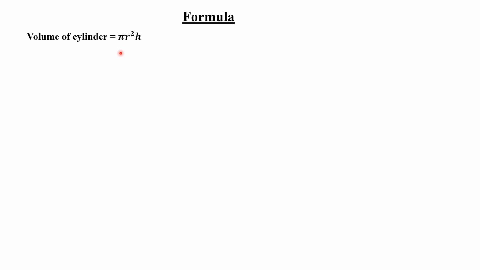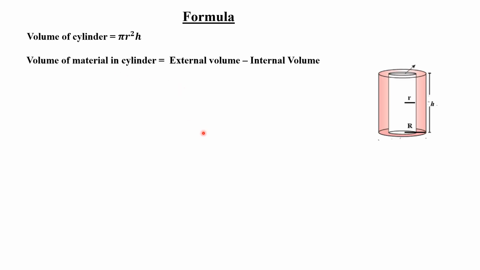So the volume of the cylinder formula is pi r square h, where r is the radius and h is the height of the cylinder. Now if you have to find the volume of the material in the cylinder, suppose like the figure I have given here. This cylinder is made up of some kind of material. You have to find the volume of the material, like I have shown here with the pink color, right? So if you have to find that shaded part, for that you have to find the external volume and then find the internal volume and then subtract it. So you will get the volume of the material in the cylinder.